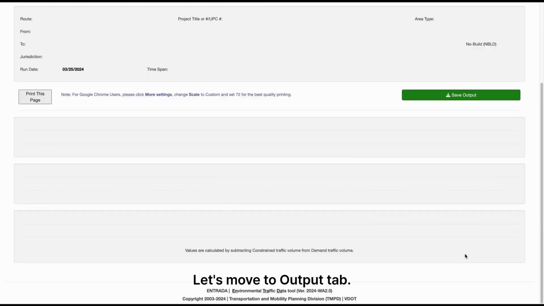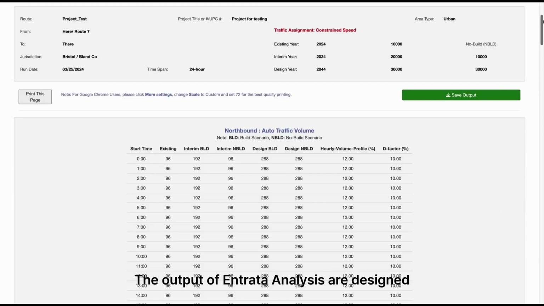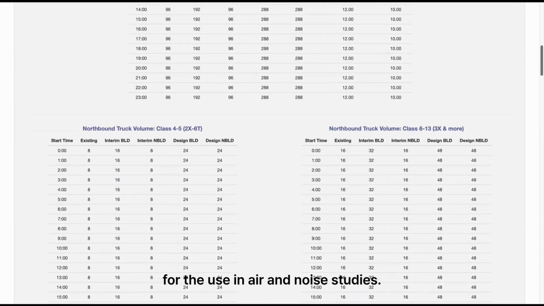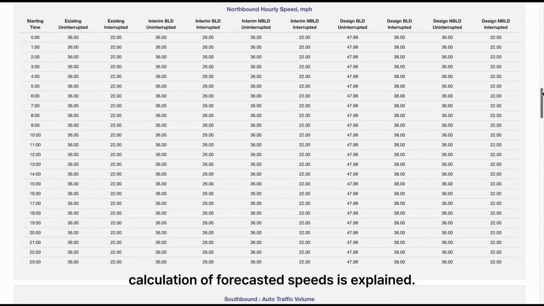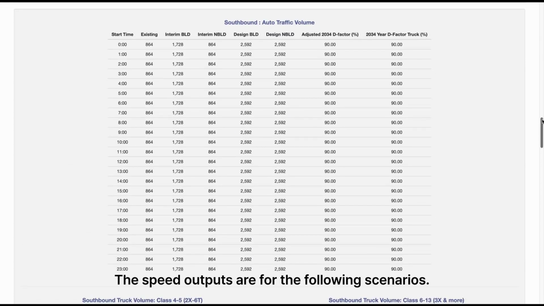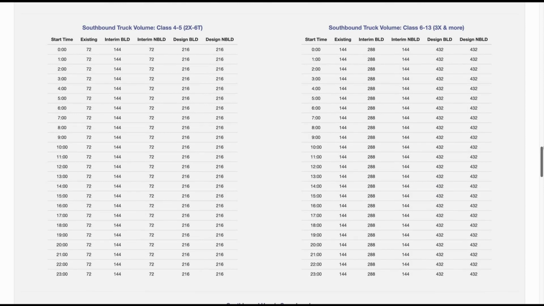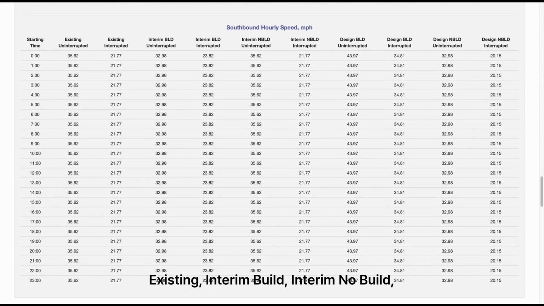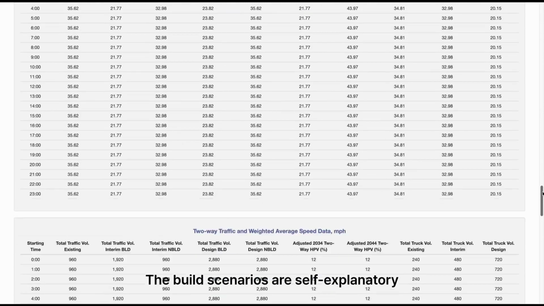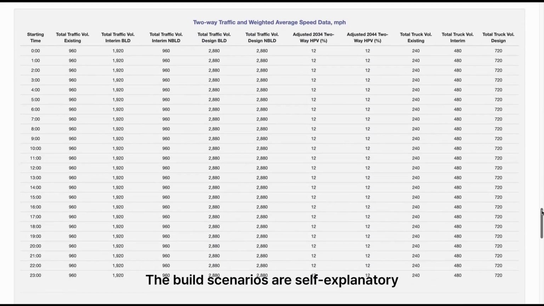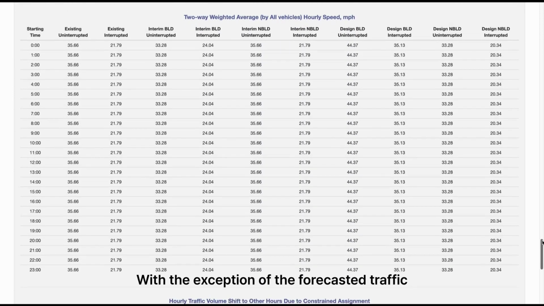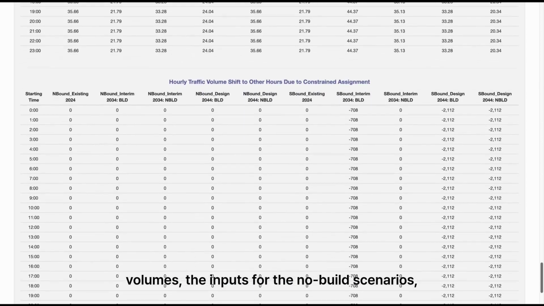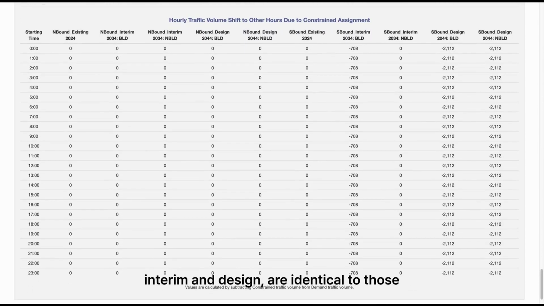Let's move to the Output tab. The outputs of ENTRADA analysis are designed for use in air and noise studies. In this section, only the process for the calculation of forecasted speeds is explained. The speed outputs are for the following scenarios: existing, interim build, interim no build, design build, and design no build. The build scenarios are self-explanatory and represent the planned improvement conditions. With the exception of the forecasted traffic volumes, the inputs for the no-build scenarios, interim and design, are identical to those for the existing conditions.